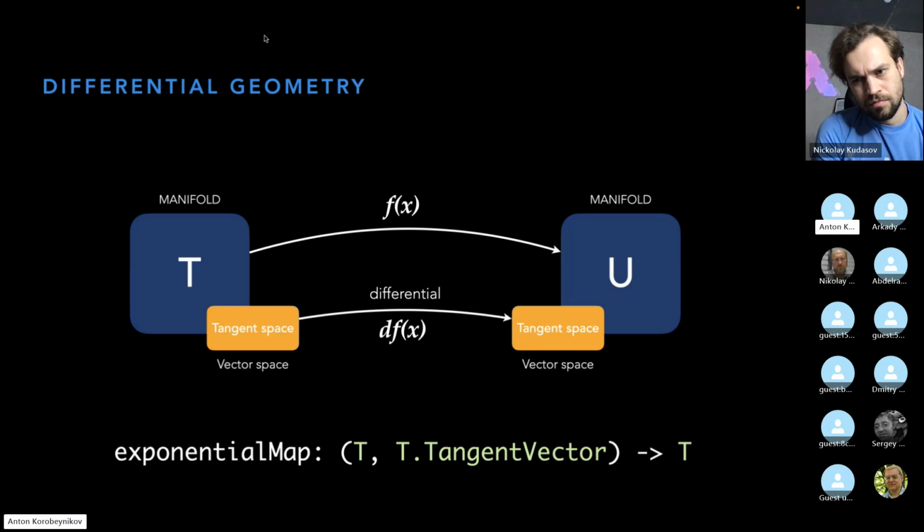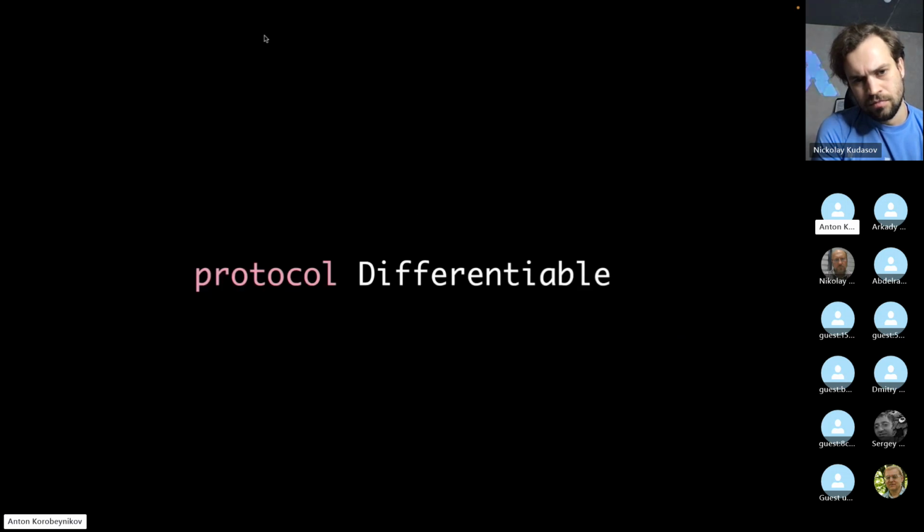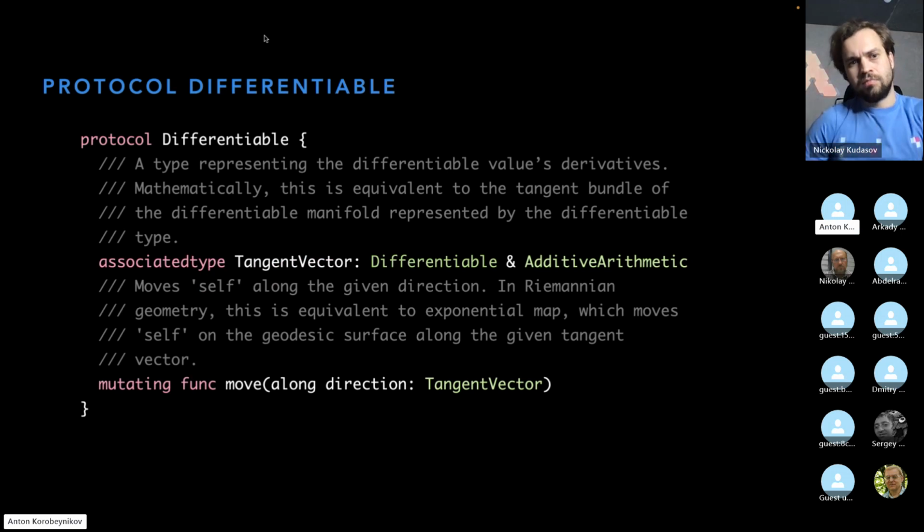All right, so let me introduce the Differentiable protocol. As mentioned earlier, a differentiable manifold has tangent spaces. So the protocol Differentiable defines an associated type called TangentVector that represents vectors in the tangent spaces of a manifold. And the moved(along:) method here is the exponential map, which changes the self value based on the direction represented by a tangent vector.